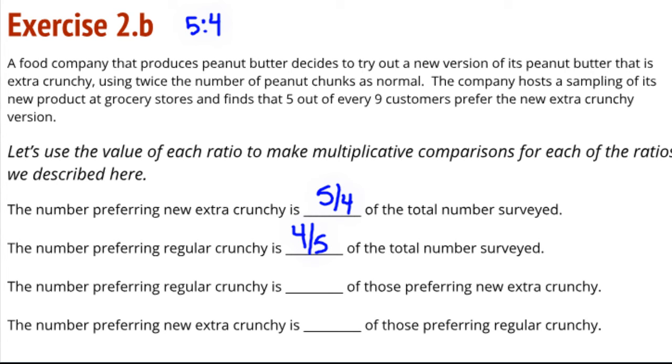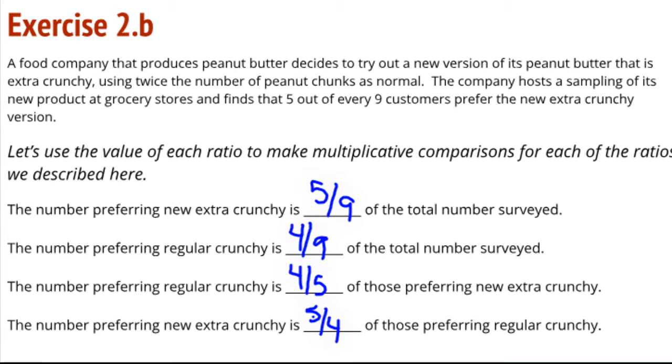Is it 4/5 or is it 4/9? Oh man, I am having such a Friday here. Of the total number surveyed, 5/9 preferred the new, 4/9 preferred the regular. Now I've got my regular, 4/5, and that new extra crunchy is 5/4. Boy, it is a Friday. We'll see if I can manage to get through this lesson without messing up too much more.